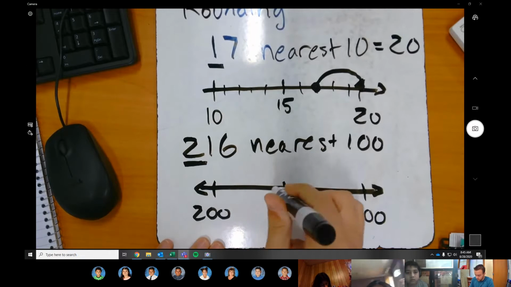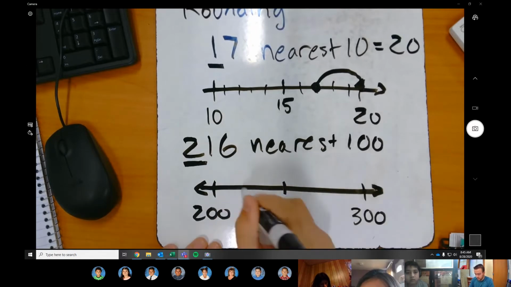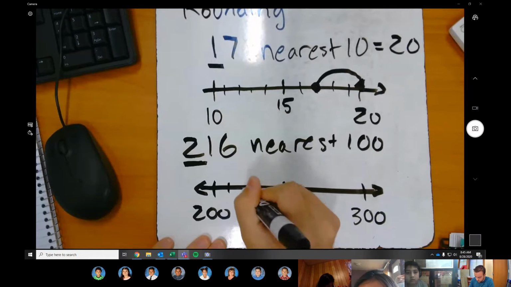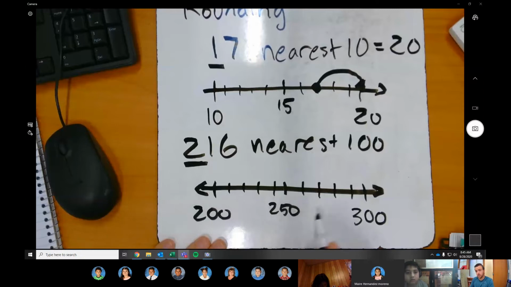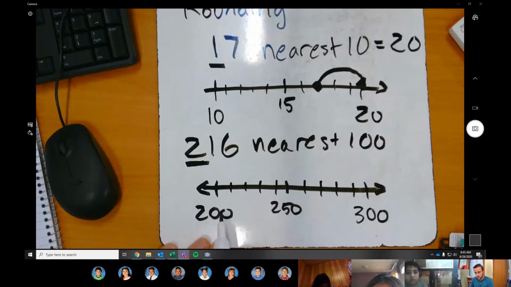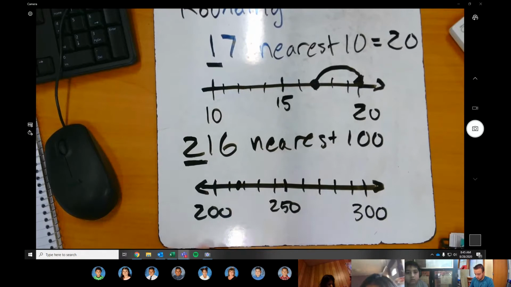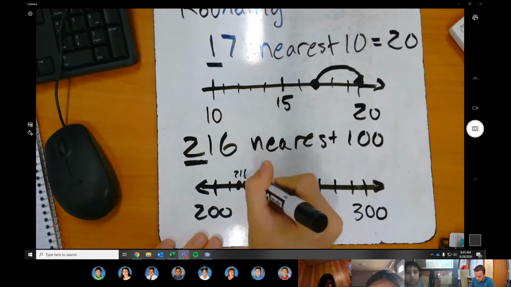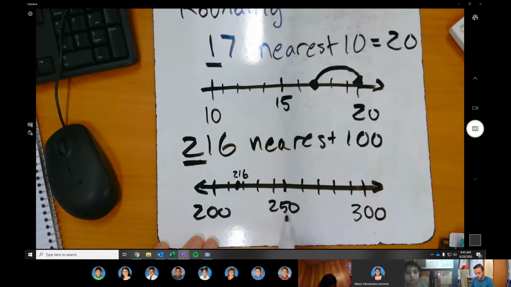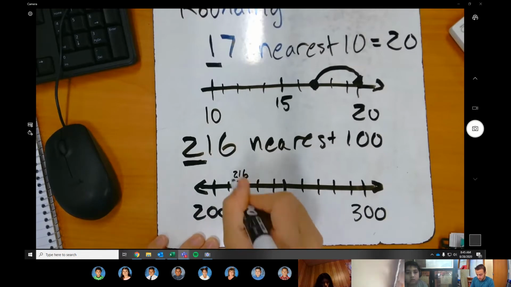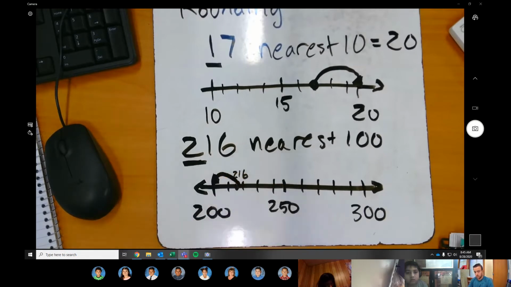Okay, I could mark out every single mark on here, but that's quite a bit. I guess you could do it by tens if you would like to. Maybe I'll do that. So 210, 220, 230, 240, 250, 260, 270, 280, 290. Each of those marks are now tens for counting by tens. 216 is pretty close to 200. In fact, it's between 210 and 220 right there. So that's about 216. Well, we know it's below 250, because that's our midway point, and we said anything below that mark is going to round back down. So it's going to round down to 200.